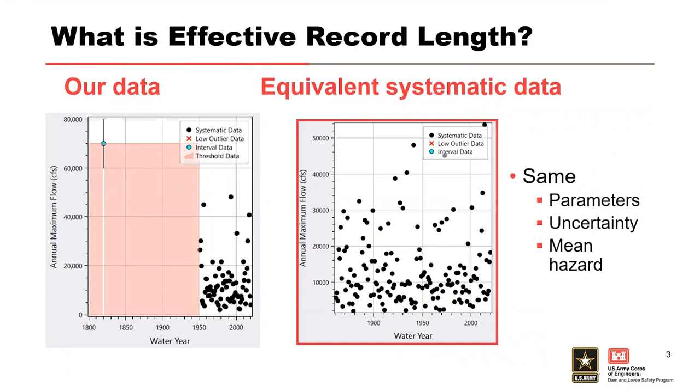How can that be, you might ask? We can estimate the equivalent amount of systematic data it would take to produce the same frequency curve and the same credible interval for our data set. That's what we're doing. The effective record length concept allows us to model the uncertainty in our frequency curves by modeling the data as if it were an equivalent set of systematic data. This gives us a much simplified analysis, and it gives us the same answer.